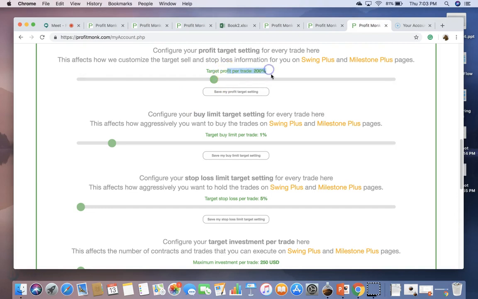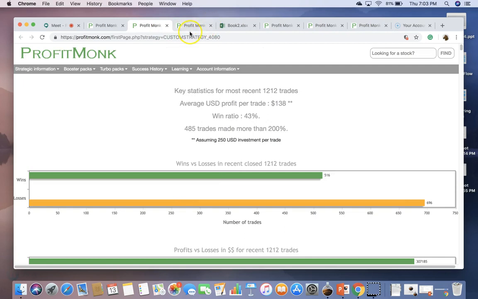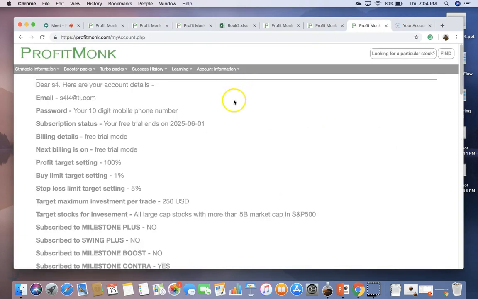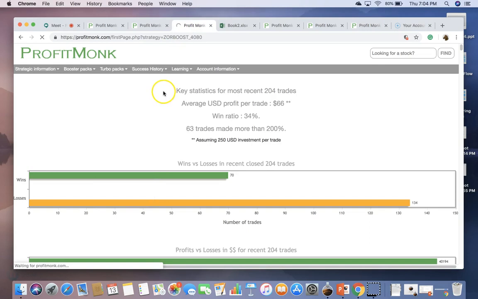If the target profit per trade is 200%, we already know, yeah, this was the number. We get this for the strategy selection that we just did. So let's change it to 100. Okay, and then what it does is you're basically going for doubling your money or nothing. And let me open another page. So this is the TP page. It should actually open up.